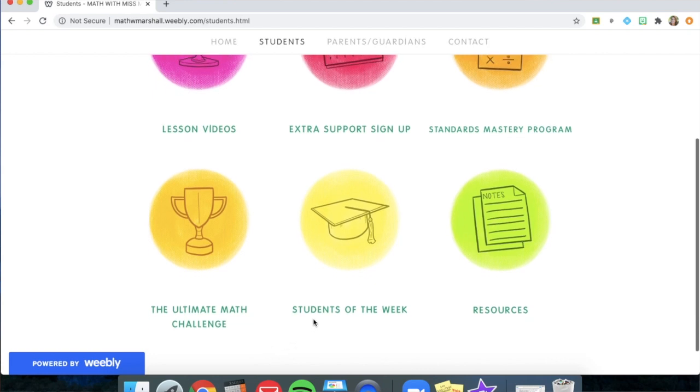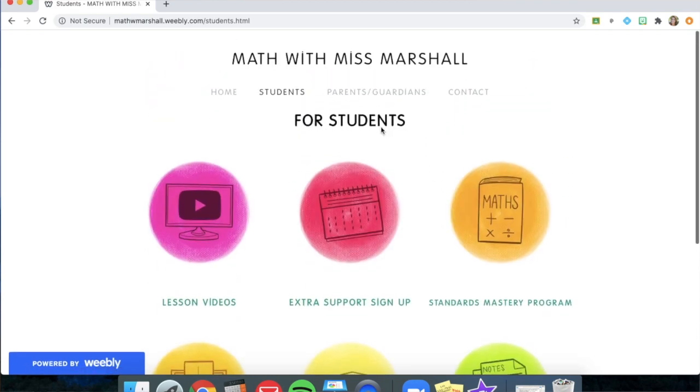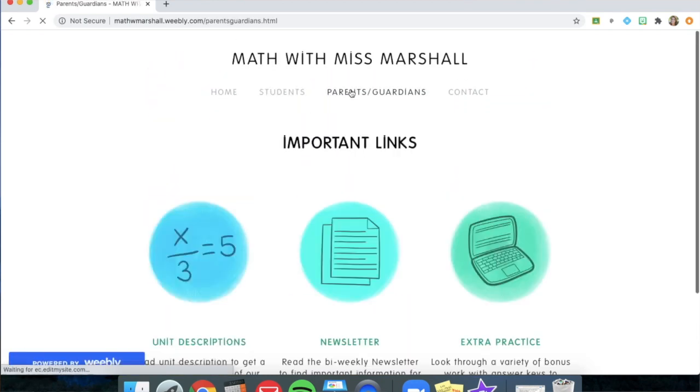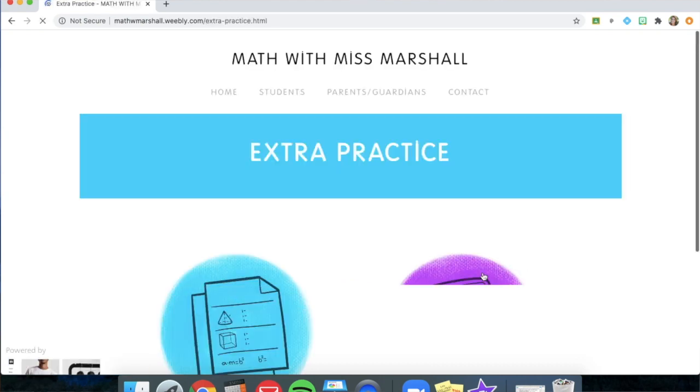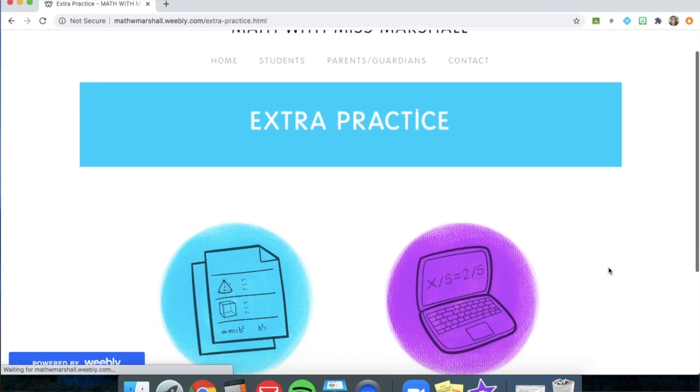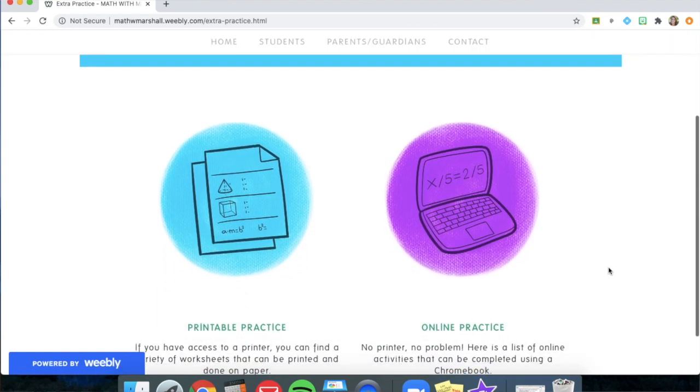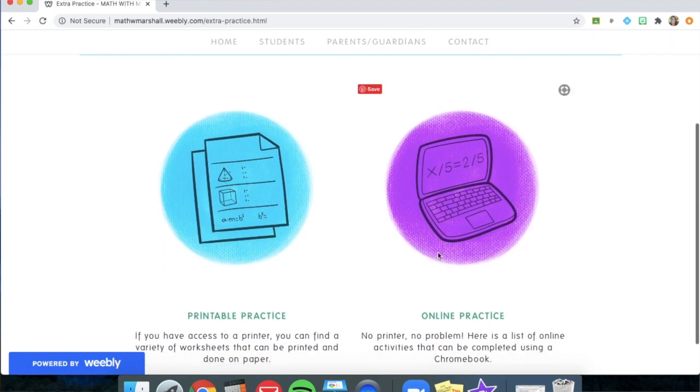There's also a space for us to celebrate our students of the week and keep it recorded on the classroom website. On the parent side, you'll find unit descriptions that lets you know what we're currently working on, as well as our class newsletter and additional practice. If you would like your 6th grade student to get some more math practice, I've provided not only some other online resources that they can do, but also some printable practice like worksheets and other various activities that you can print out and give to your student.